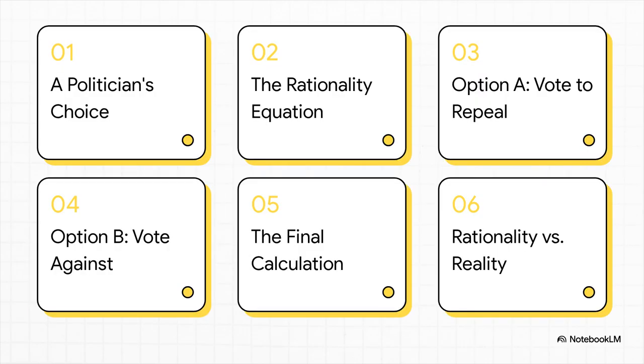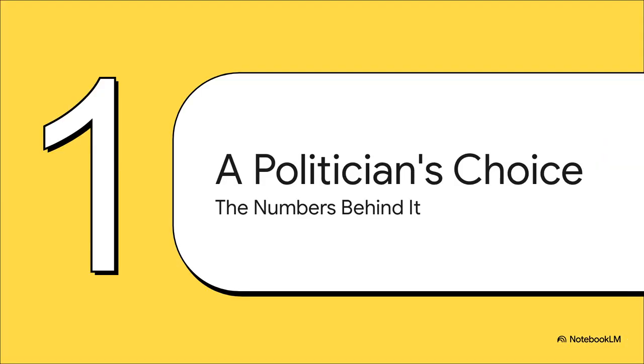Okay, so here's how we're going to break this down. First, we'll lay out the congressman's tough choice in detail. Then we'll introduce the special rationality equation we're going to use to solve it. After that, we'll run the numbers for both of his options, compare them head-to-head, and then finally talk about what this all means in the real world. All right, first up, let's dig into the numbers behind this dilemma. This is where we take a complicated, emotional problem and turn it into something we can actually measure.